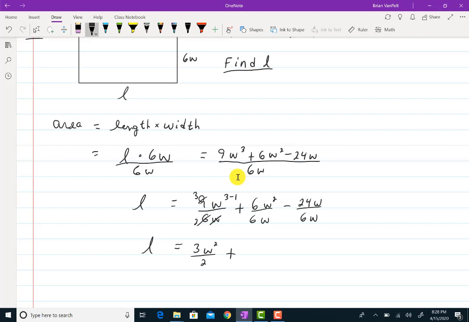plus, then for the last one, 6, the 6's cancel, the w goes into the w squared, so that will leave me with just a w. And then on the very last one, 6 goes into 24 4 times. The w's all cancel away, and we're left with just minus 4.